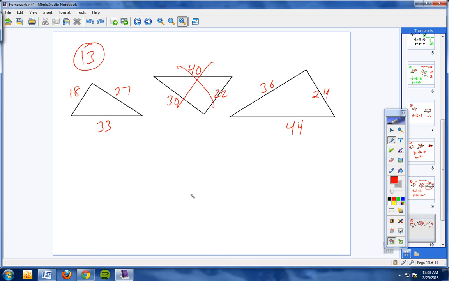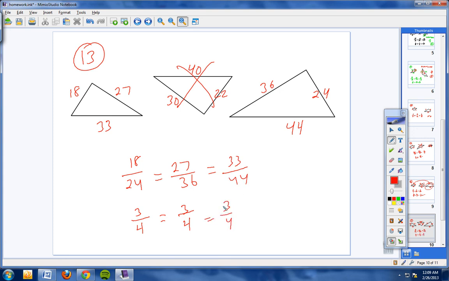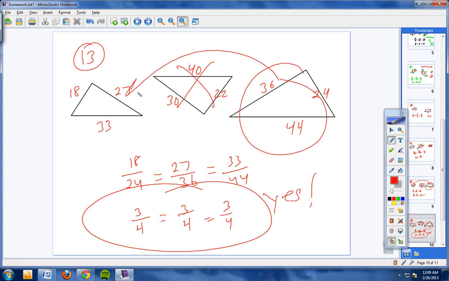So here we go. All right, let's start with the smallest side over here, which is 18, corresponding with the smallest side over here, which is 24. I'm going to go ahead and reduce that. You get 3/4, by the way. And now the next size would be 27, and that would correspond with 36. Let's go ahead and reduce that. 9 goes into both of those numbers, 3/4. And now let's take the biggest side over here, which is 33, and that would go with 44. If you reduce that, you get 3/4. So the answer is yes. Yes, this triangle here is similar to this triangle here.